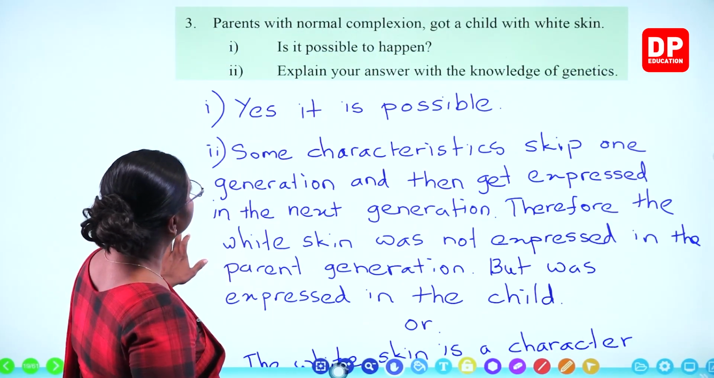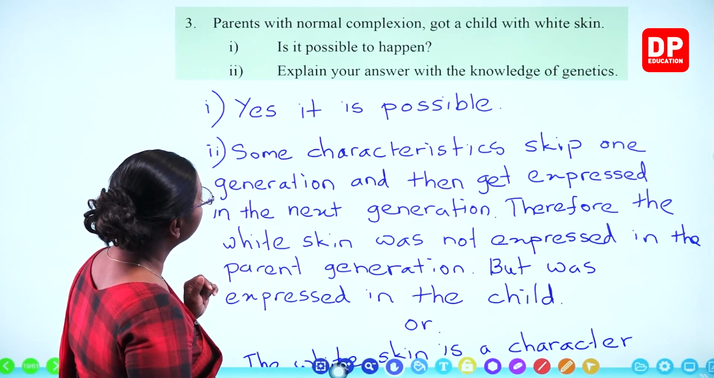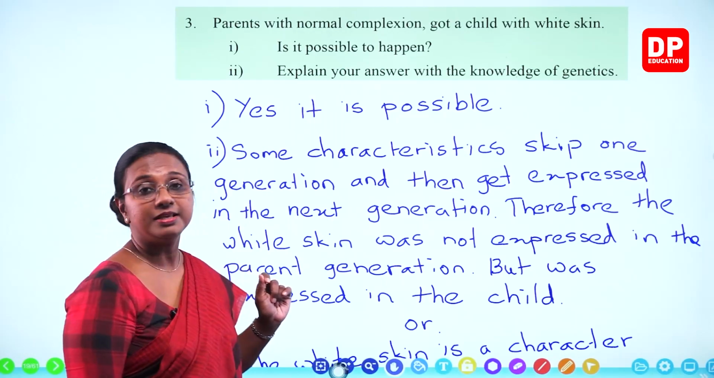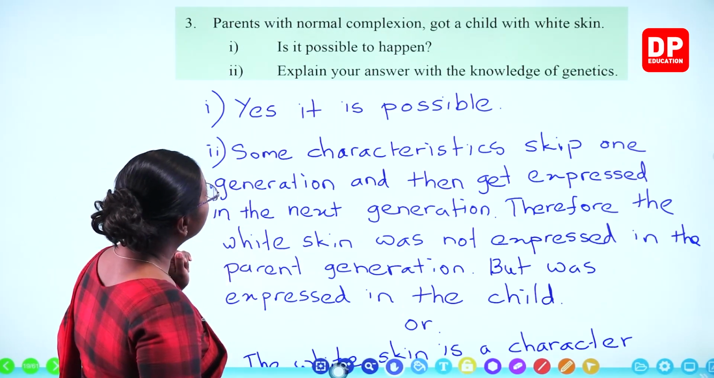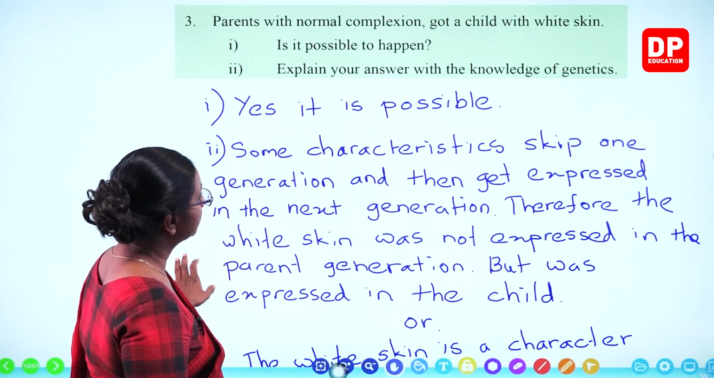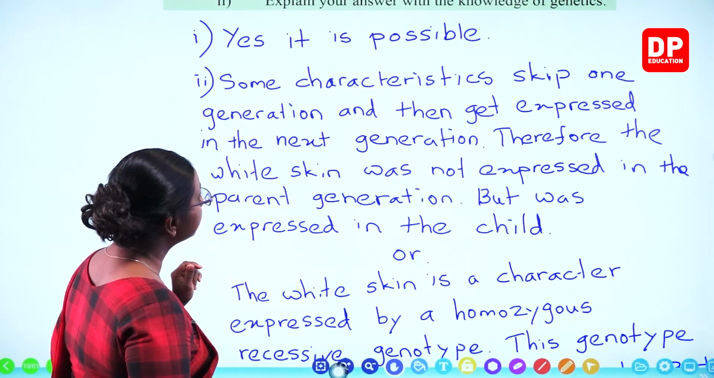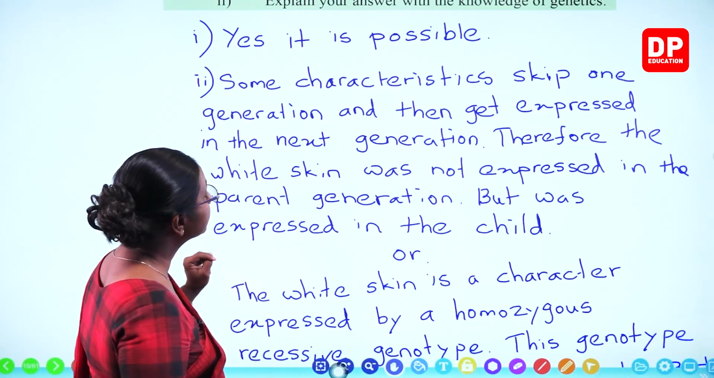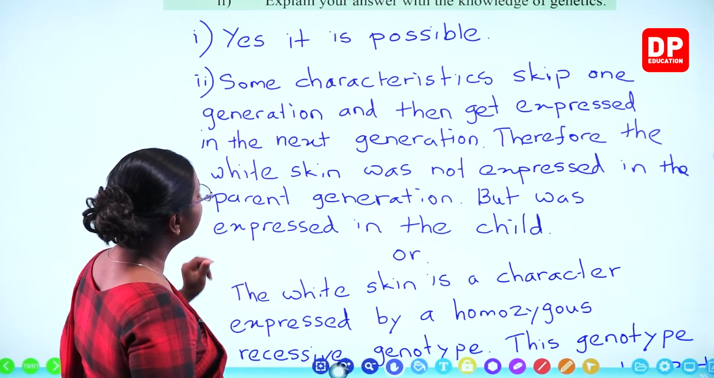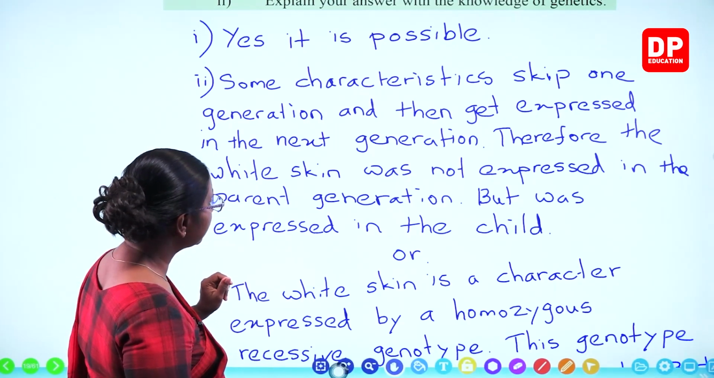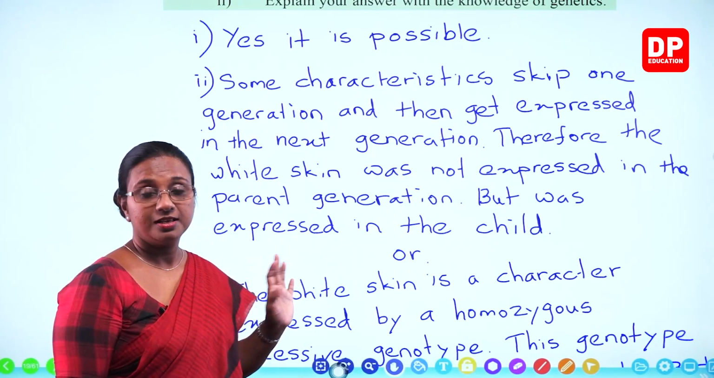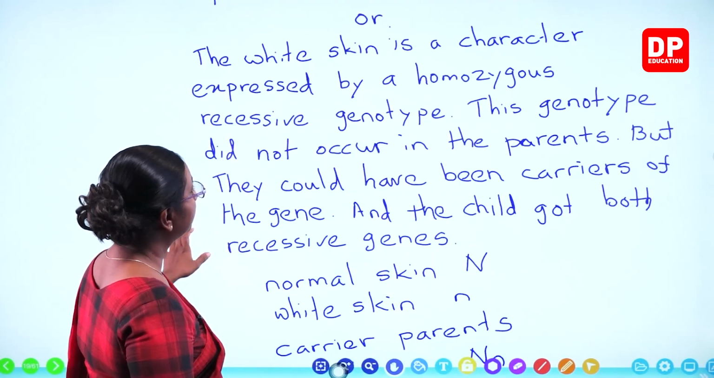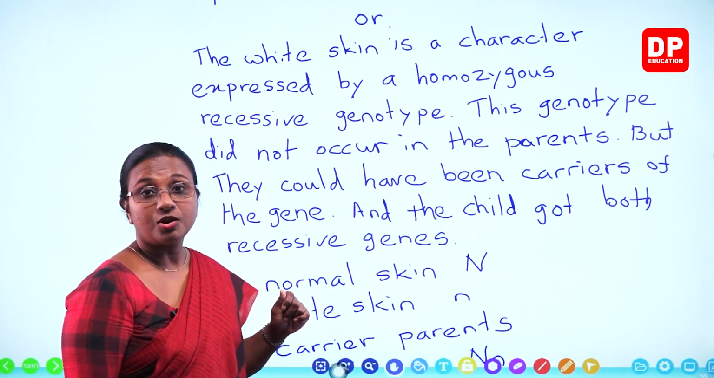So here the question is, parents with normal complexion got a child with white skin. Is it possible to happen? Yes. And explain your answer with the knowledge of genetics. So you can either say some characteristics skip one generation and then get expressed in the next generation. Therefore, the white skin was not expressed in the parent generation but was expressed in the child. That is one way of explaining it. Otherwise, you can go into more deeper knowledge of genetics.